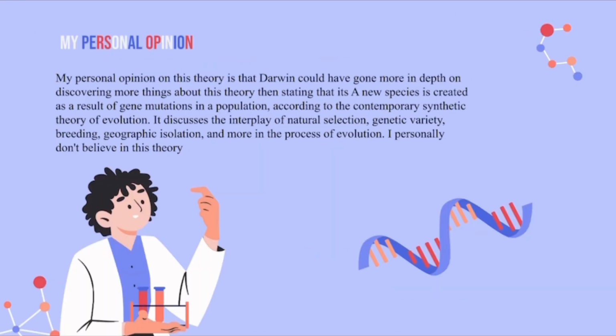My personal opinion. My personal opinion on this theory is that Darwin could have gone more in depth on discovering more things about this theory than stating that new species are created as a result of gene mutations in a population. The contemporary synthetic theory of evolution discusses the interplay of natural selection, genetic variety, breeding, geographic isolation, and more in the process of evolution. And I personally don't believe in this.